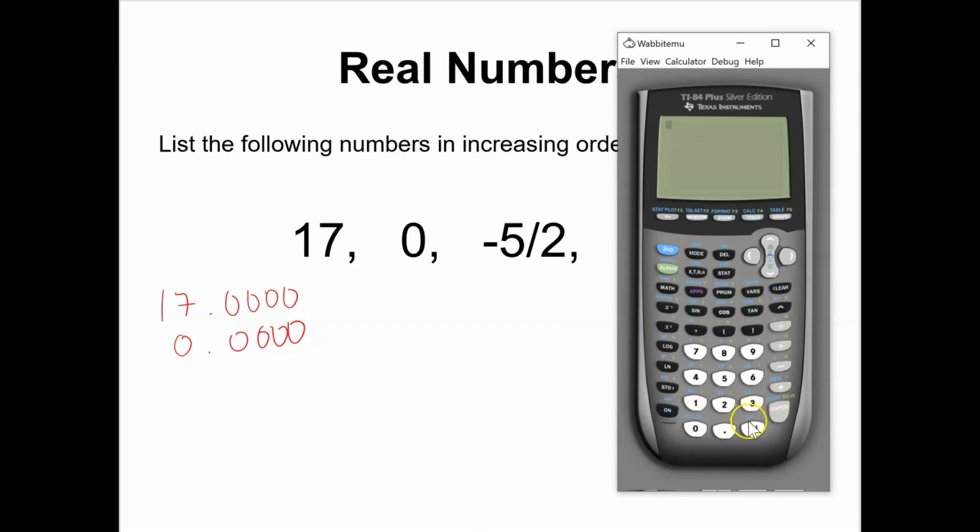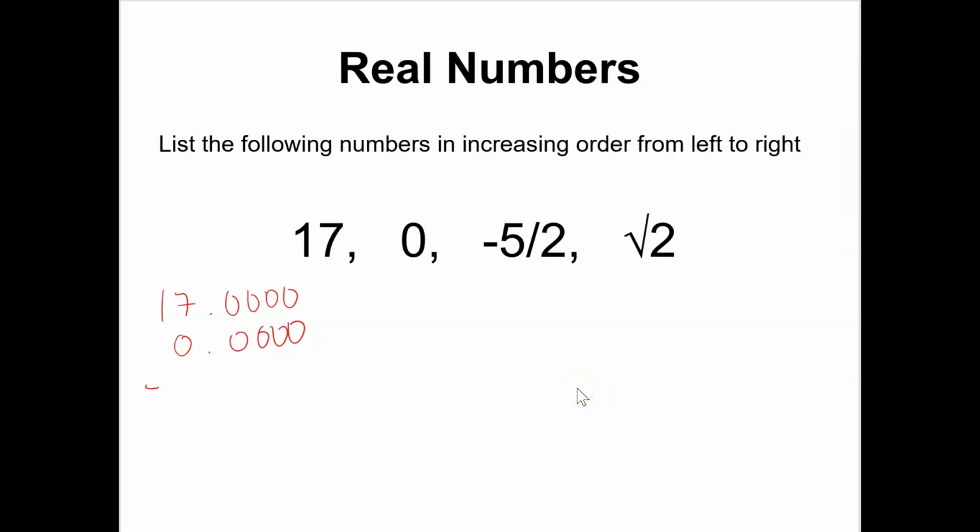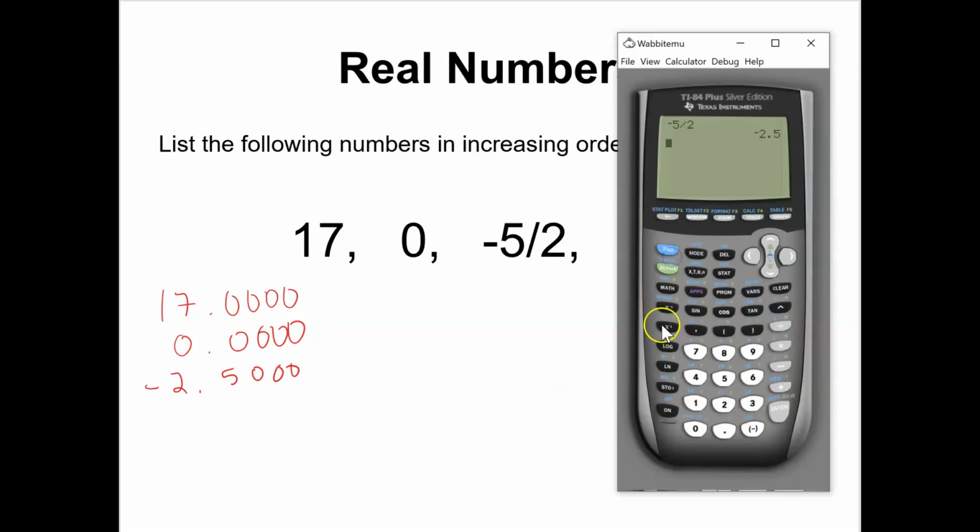And I'm going to say, okay, what's negative 5 divided by 2? And I get negative 2.5, and after that 5 is a bunch of zeros. And then in my calculator I'm going to type what is the square root of 2? 1.4142.